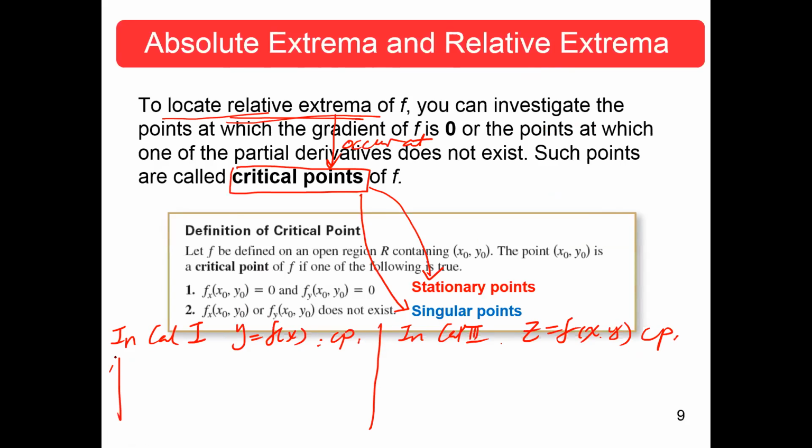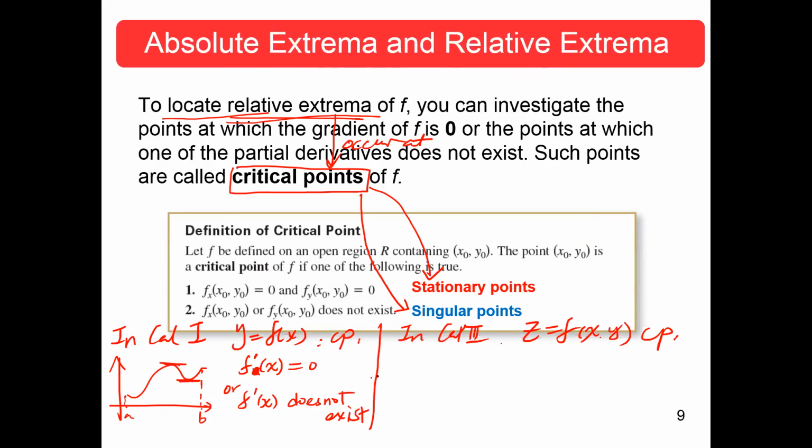In Calculus 1, you only have a function of one variable, so it could be like this, right? And over a closed region, A, B, the critical points are basically referring to these points, which is where the derivative, I mean, f prime of x equals 0, or sometimes the derivative does not exist. Those two types. This is a stationary point. This is called a singular point.